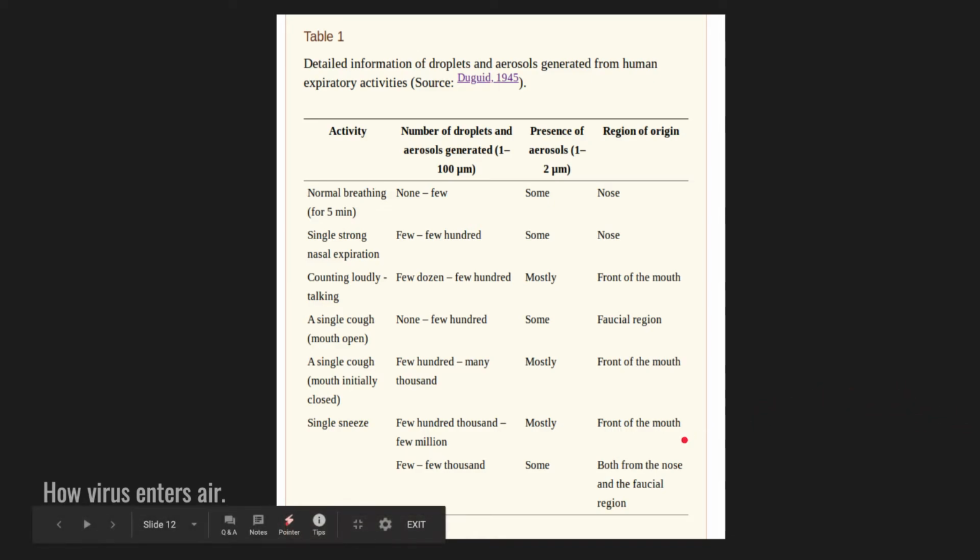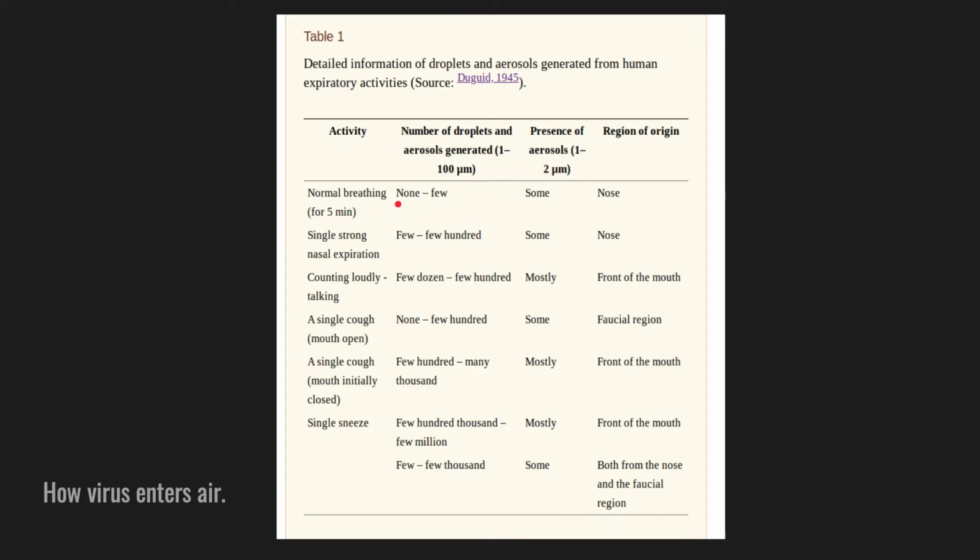Really quickly, check out my pointer. This is a quick table that was drawn from a study done in 1945 about what different activities produce different levels of droplets and aerosols. Okay, so you saw that in the video. So a droplet is a larger floating droplet in the air that could be carrying the virus, and an aerosol is a small one. It has far less fluid and can dry up and actually make the virus float in the air.